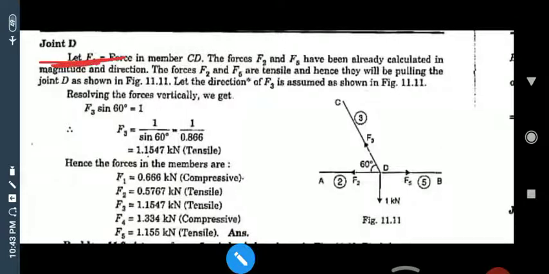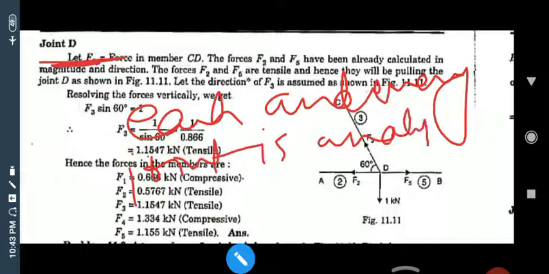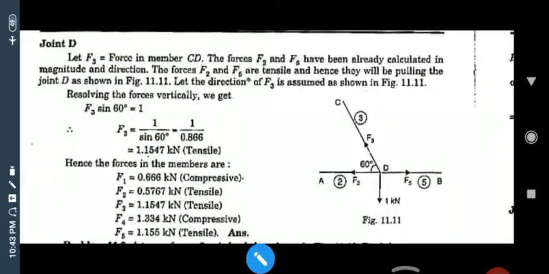We will go on analyzing each and every joint. Each and every joint is analyzed and the forces are obtained in a similar fashion. So this was a small example for method of joints.